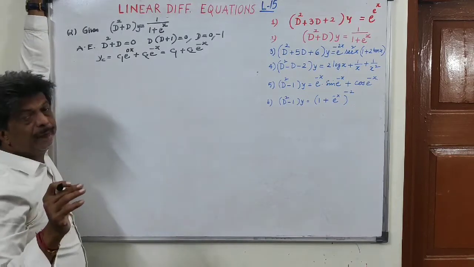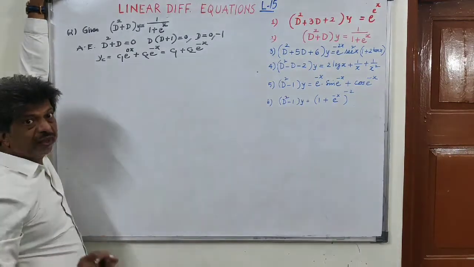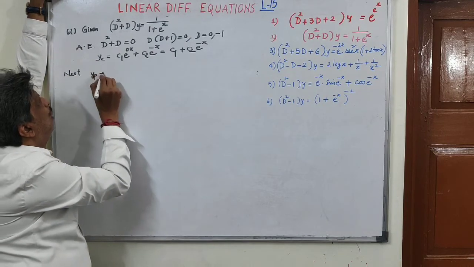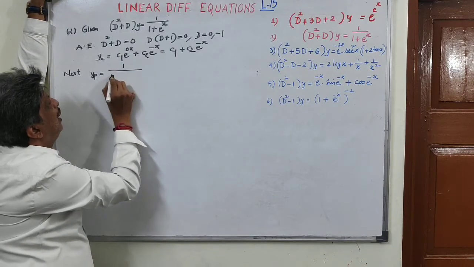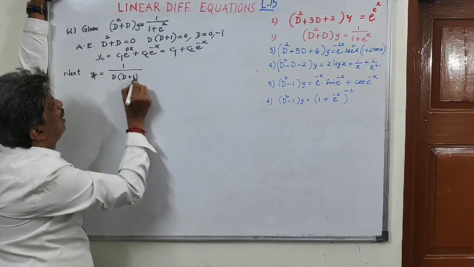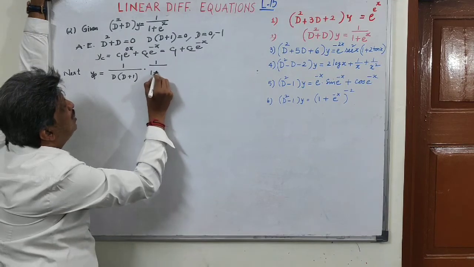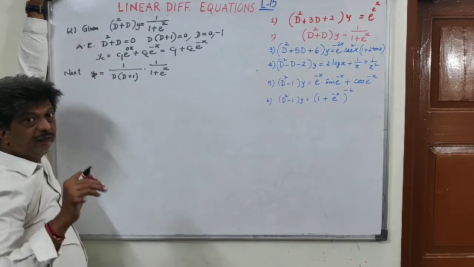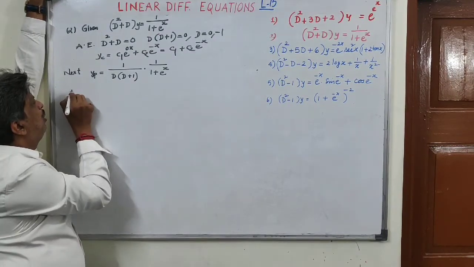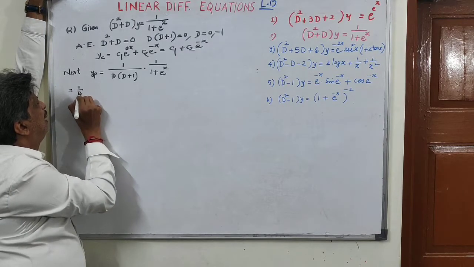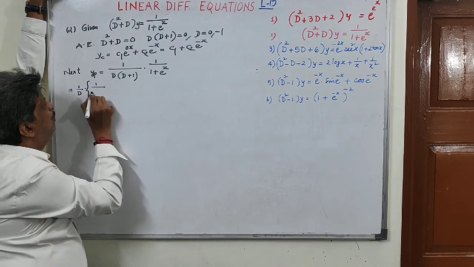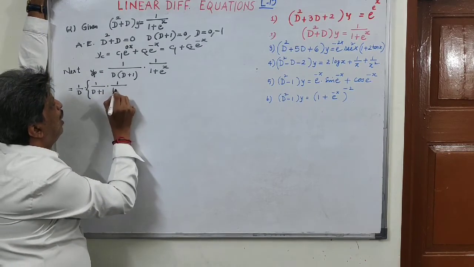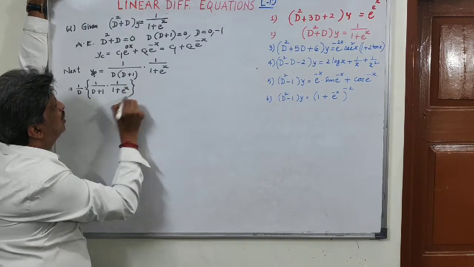So that is your complementary function. Next, what is yp? Yp is nothing but 1 upon f of d, which is d into d plus 1, operating on 1 upon 1 plus e power x. That is further equal to, note this, 1 upon d times 1 upon d plus 1 into 1 upon 1 plus e power x.